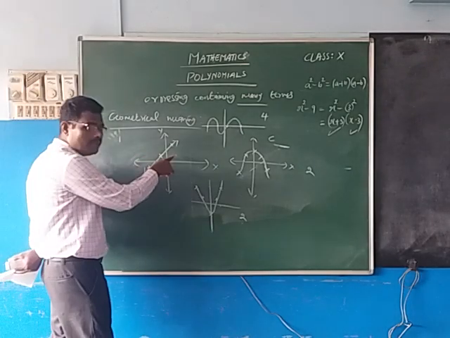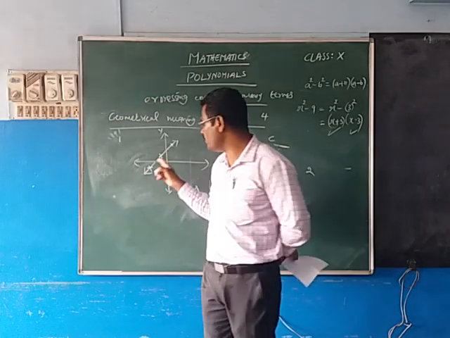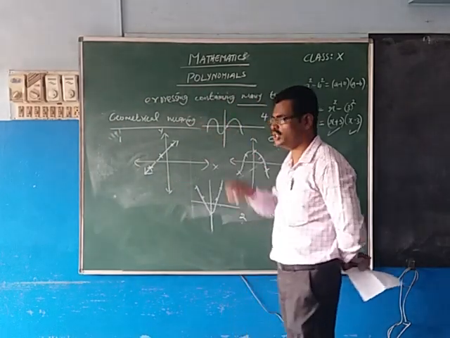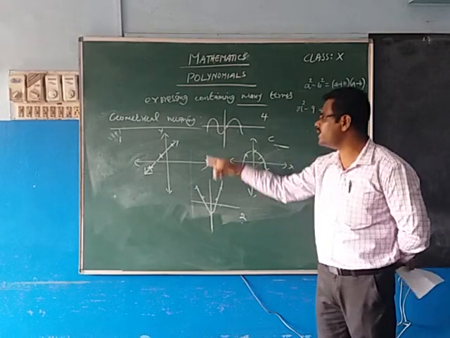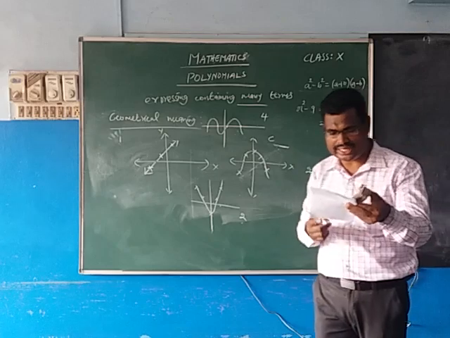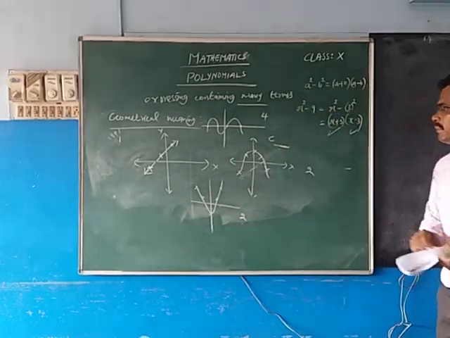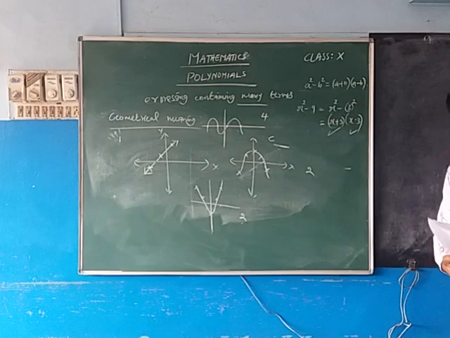Understood? The given graph touches the x-axis at 1 point means it has 1 zero. 2 points means it has 2 zeros. 4 points means it has 4 zeros. Like that, you can see the example here. Also, an exercise problem is given. You have to try.